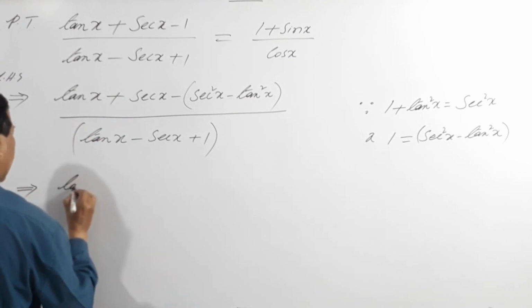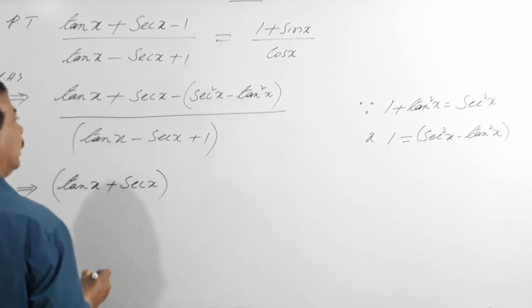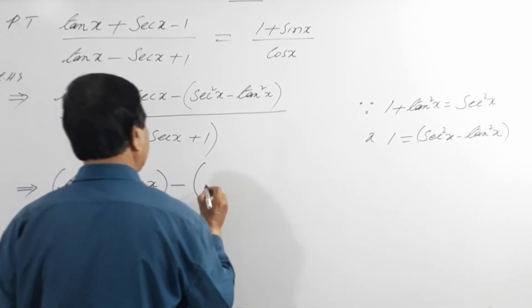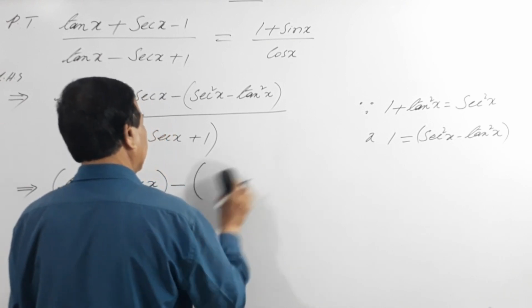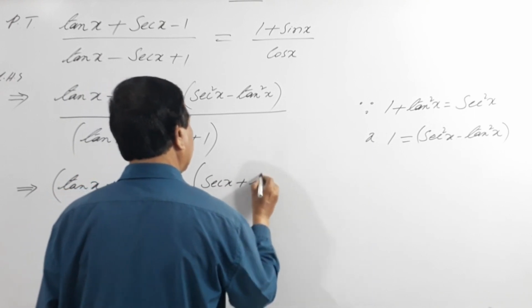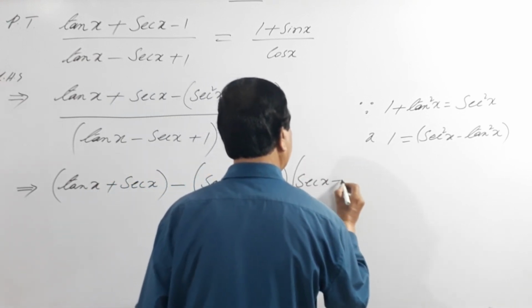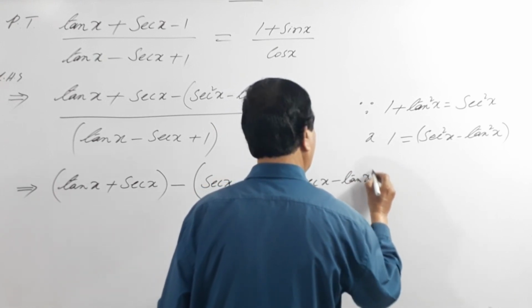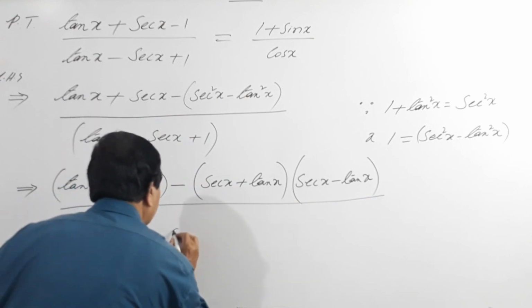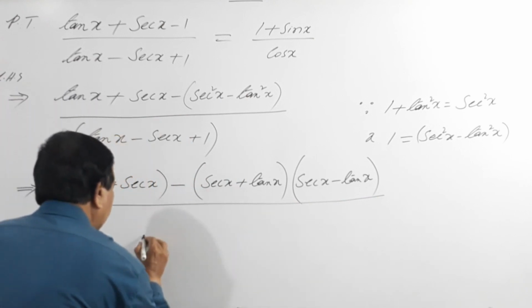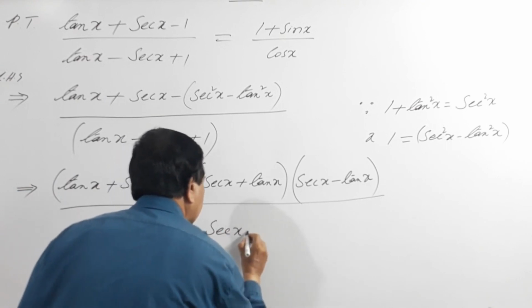This is tan x plus secant x minus, this is again I'll write tan x, okay, secant x, because secant x plus tan x into secant x minus tan x, divided by tan x minus secant x plus 1.